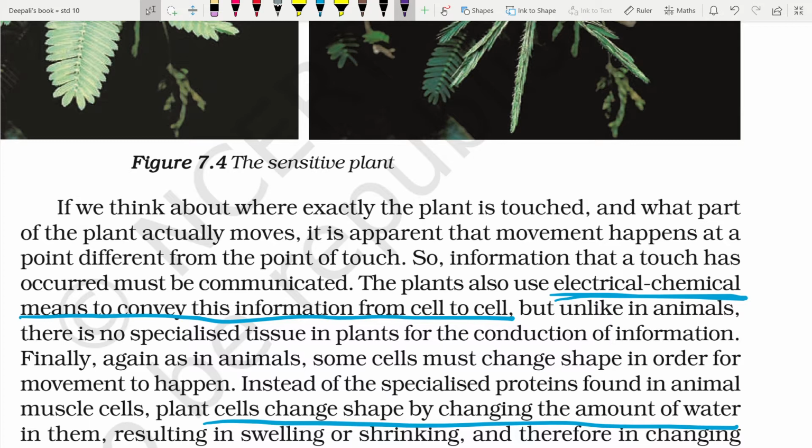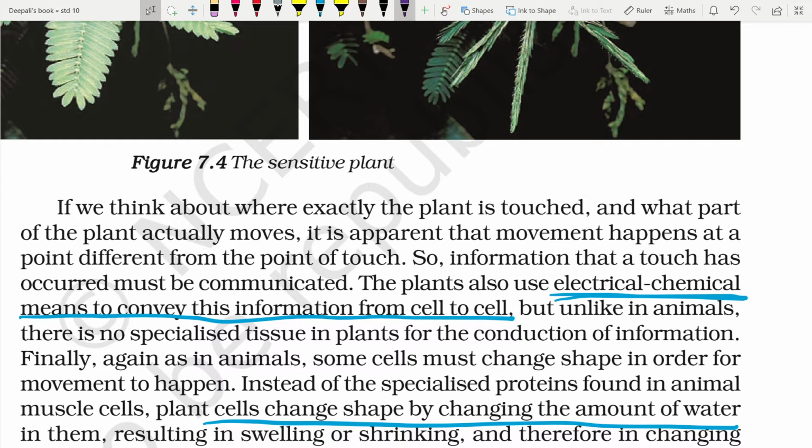The cell expands or swells when the amount of water therein increases, and the plant shrinks or contracts when the amount of water is reduced or decreased. So, unlike the animals, the plants have no tissue to pass any message from one tissue to another. Yet the plant cell can pass electrical and chemical signals and thereby convey this information from one cell to another. So we can say that the plants have a coordination system which is controlled by the level of water in them.